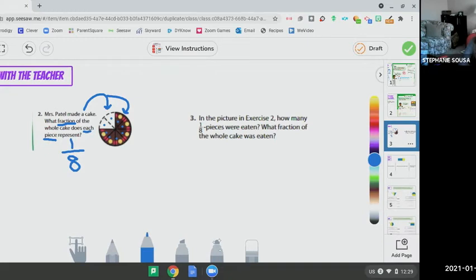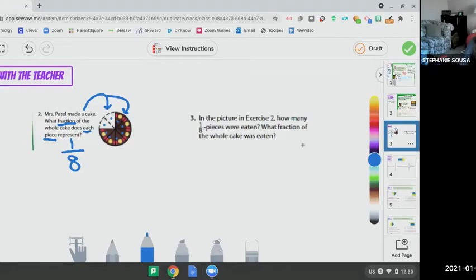Any questions on that? And again, I like to use this dot strategy so that I don't make a mistake. Sometimes if I'm counting in my head, I'll forget where I started. So this is a great way to help make sure that you don't miss a piece, okay?